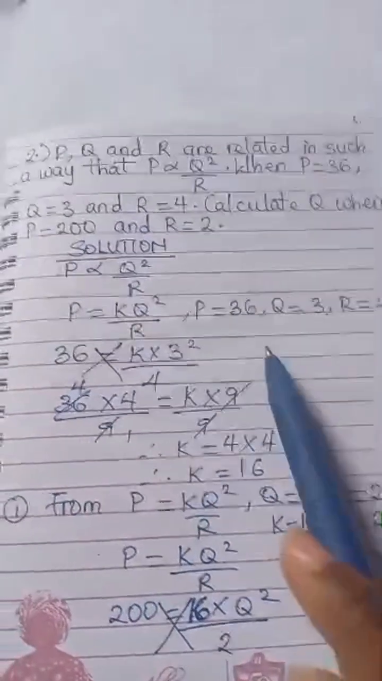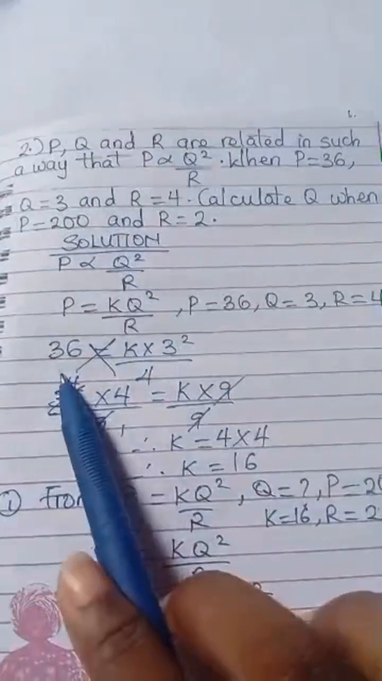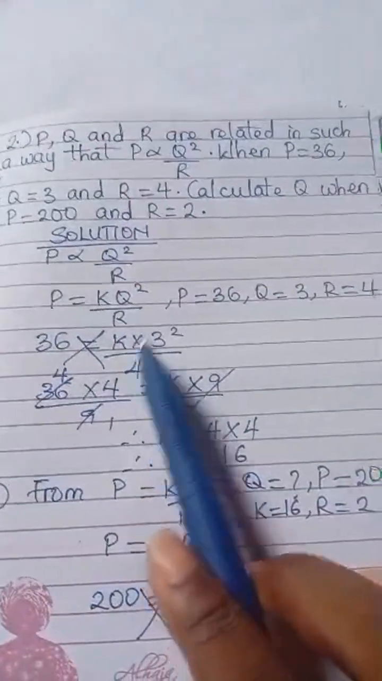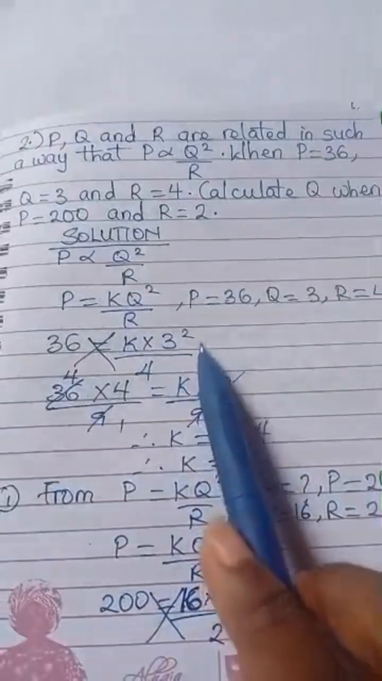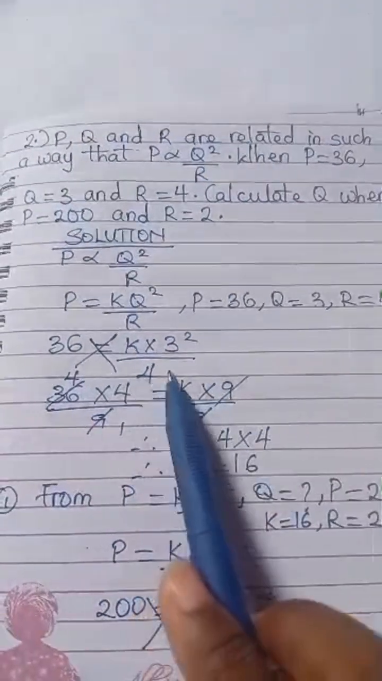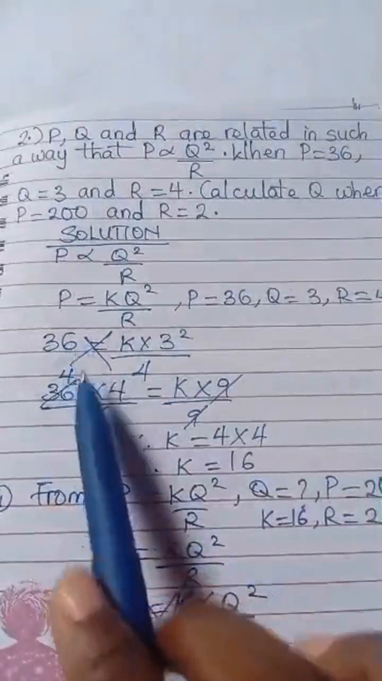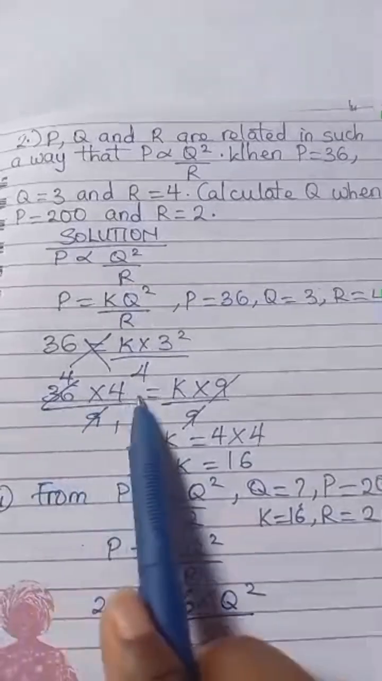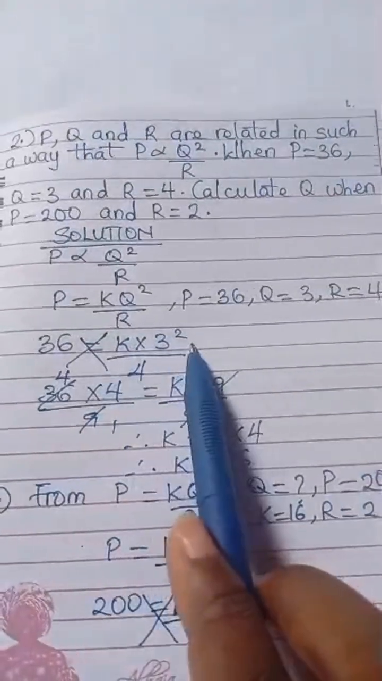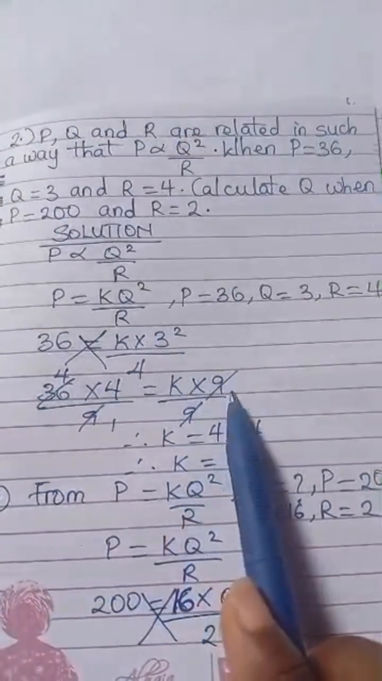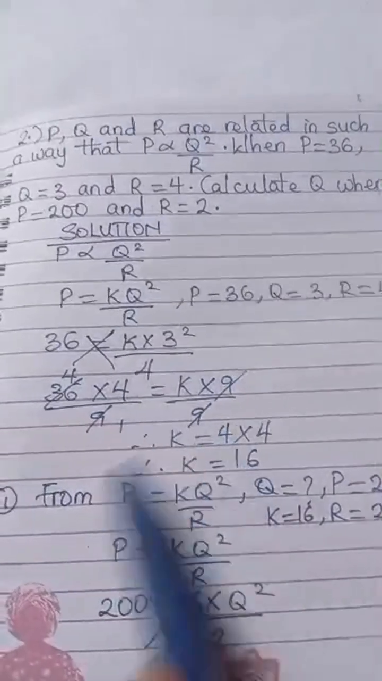So as I was saying, P is 36. I replaced it here, 36. We don't know our K. Q is 3 squared like that. R is 4. This is it. So you cross multiply. 36 times 4 is the numerator here. K times 3 squared is 9. This is it here. So I now divide both sides by 9.